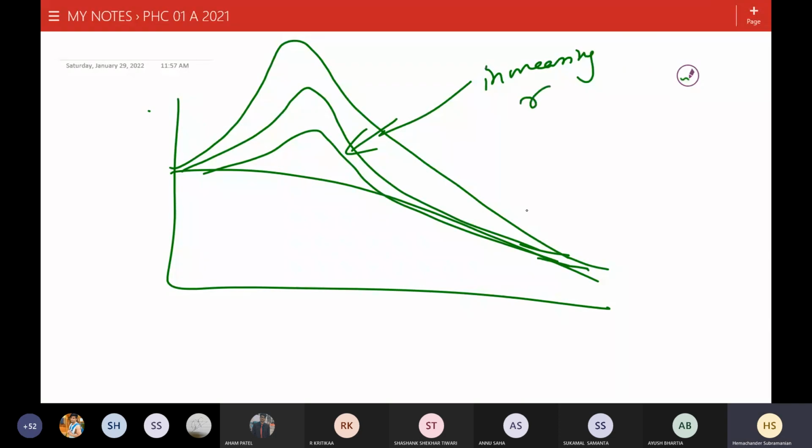As you keep increasing R, the maximum shifts. The maximum shifts actually to the lower ones. The maximum should shift to the lower ones. Something like that.